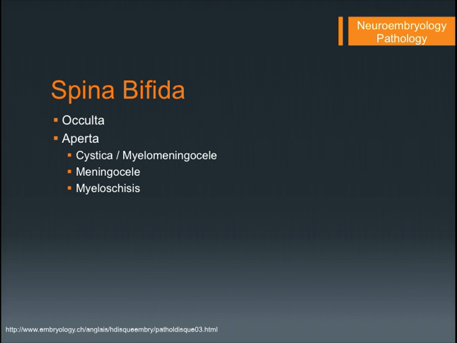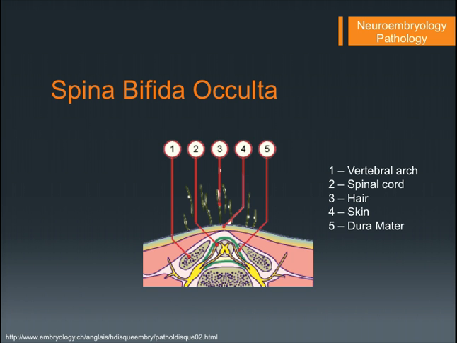On spina bifida, there's occulta, which means hidden, and aperta, which is apparent. With occulta you can't see it on looking at the subject, and with aperta, it's obvious. We'll go through what these mean.